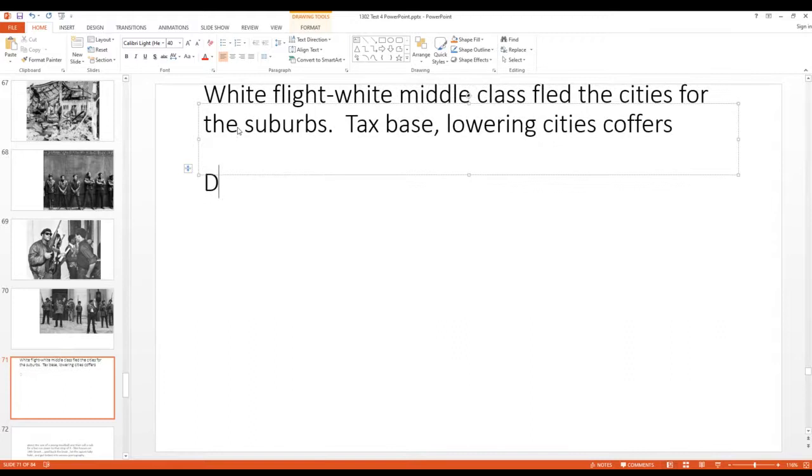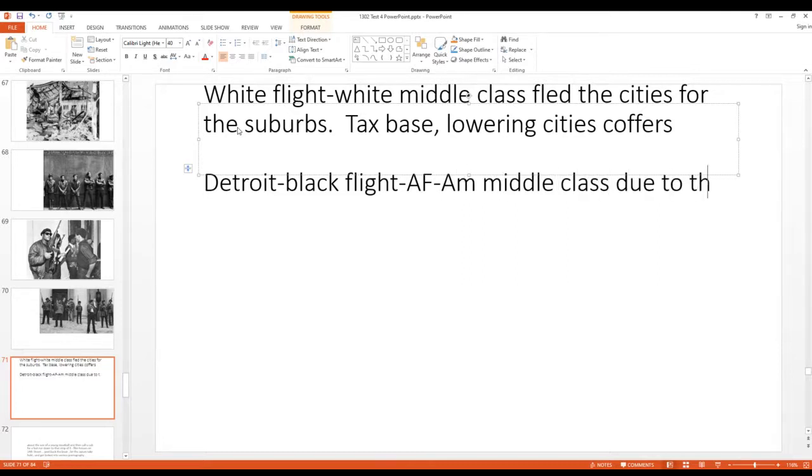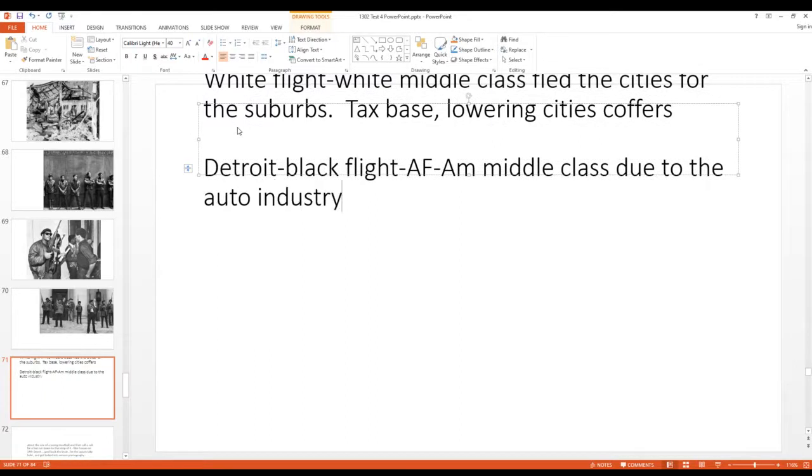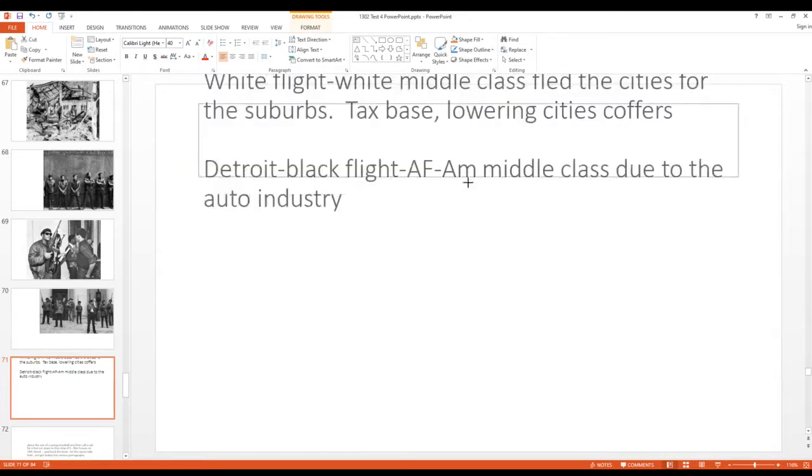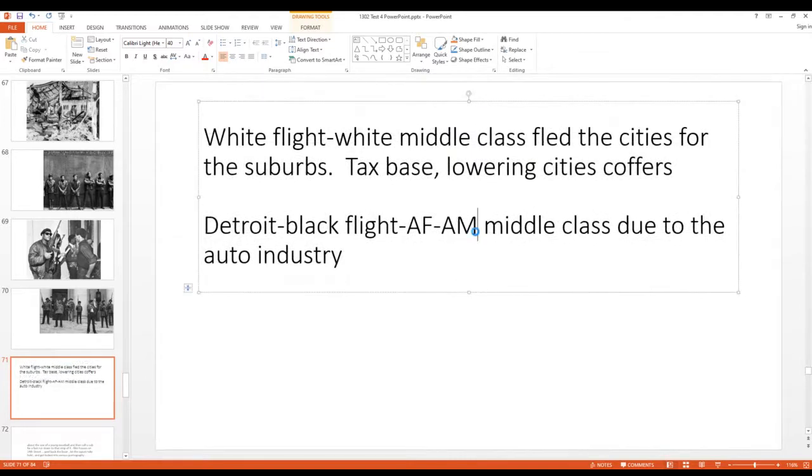In Detroit, there was not only white flight, Detroit was one of the few cities in the United States, at least in the north, that had a sizable middle class due to the auto industry. And they also decided they did not want to stick around for the inner city summer riots. And so you saw both a white and black flight fleeing Detroit as problems became worse and worse.